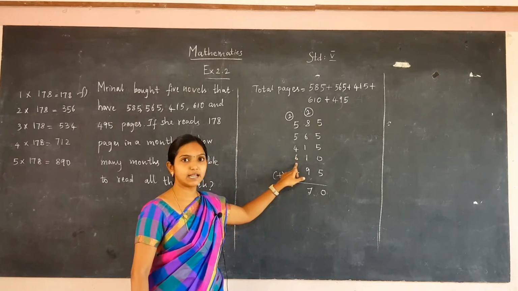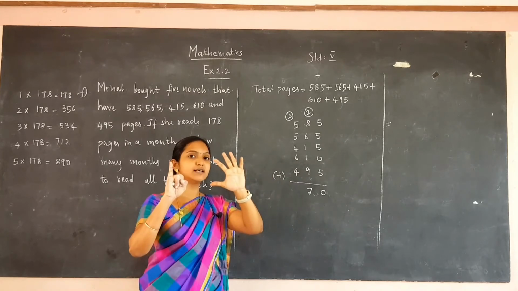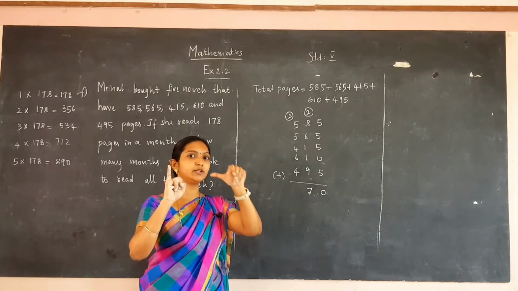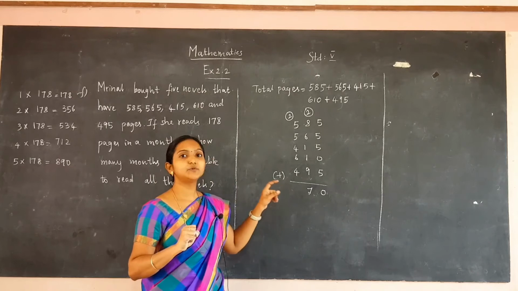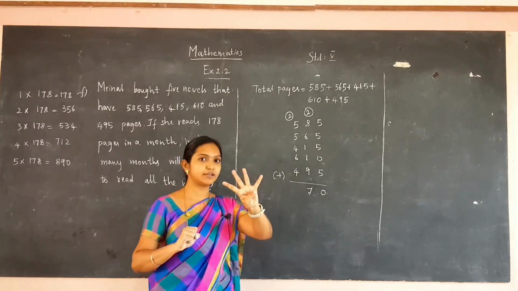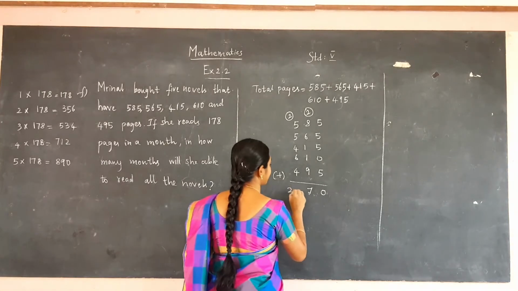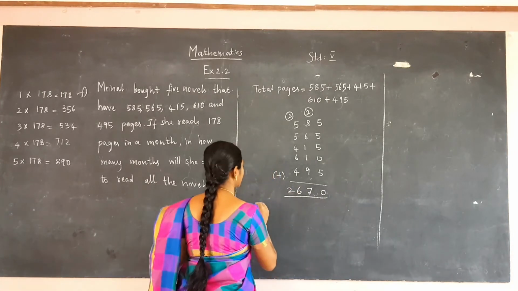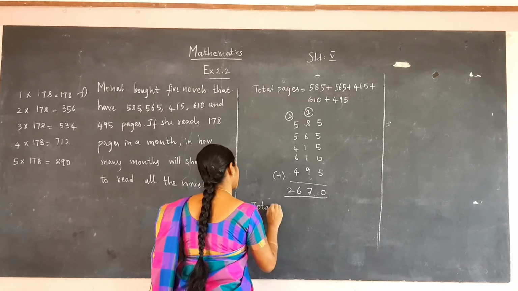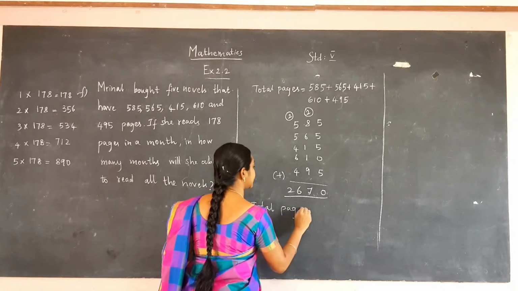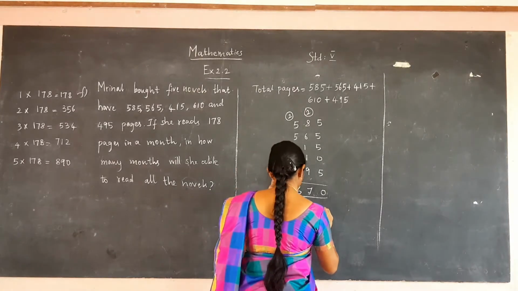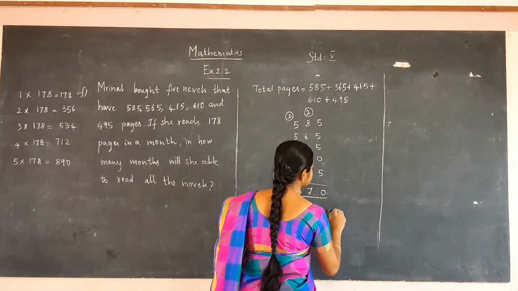Keep 16 in mind and 6 in fingers: 17, 18, 19, 20, 21 and 22. Keep 22 in mind and 4 in fingers: 23, 24, 25 and 26. So the total pages is 2670.